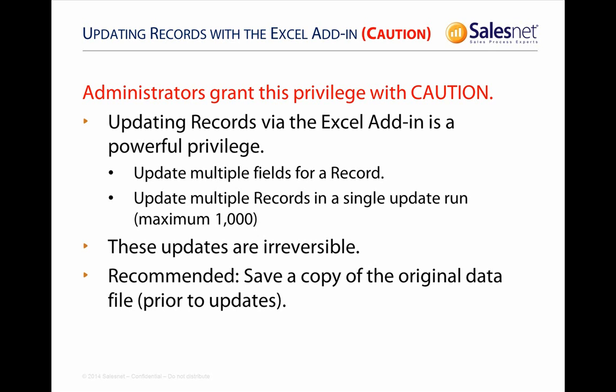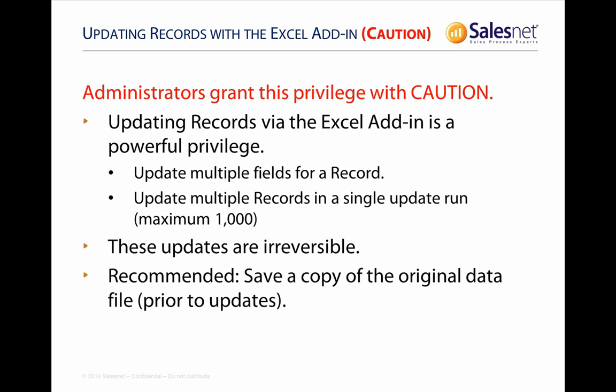Okay, so that you can actually do a mass update of the information back into Salesnet. Okay, and so as we move into updating records with the Excel add-in, you can see it in red: caution, administrators, be very cautious with this privilege. It is a very powerful privilege in that you can update multiple fields within any record, and you can update up to 1,000 records at a time.